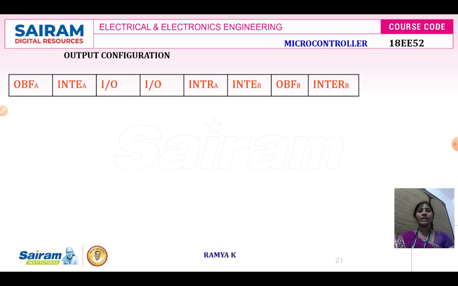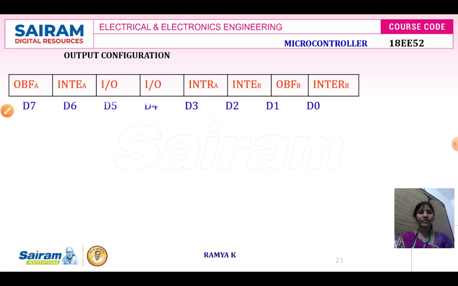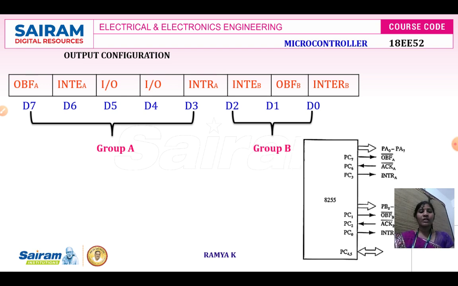And output configuration is the same as your input configuration in IO mode 1. Here we have an output configuration where we need to focus on two things: output buffer full, and interrupt enable and interrupt request, which are going to carry the same definition. So the data bits for output configuration are as shown here. The first 3 bits D0 to D2 are going to have a group B control. From D3 to D7 it is going to have a group A control. The output bit configuration of 8255 in IO mode 1 is shown over here.